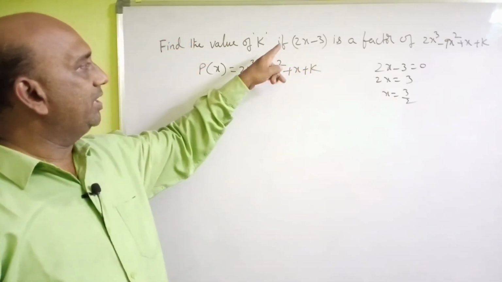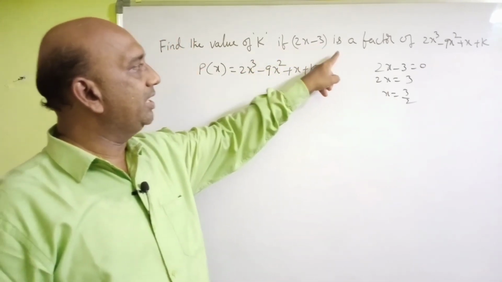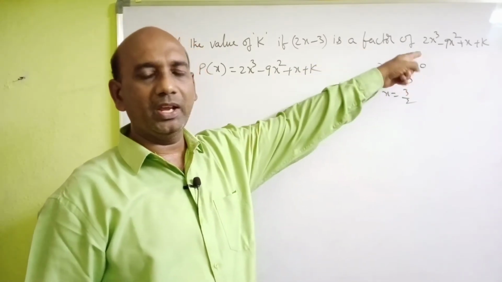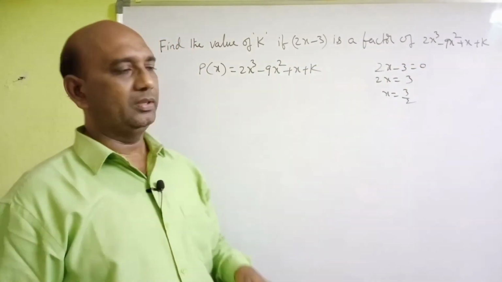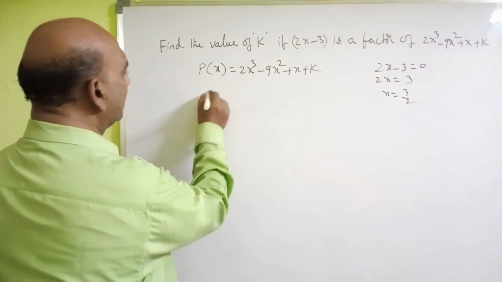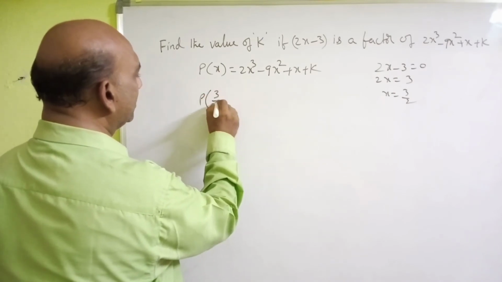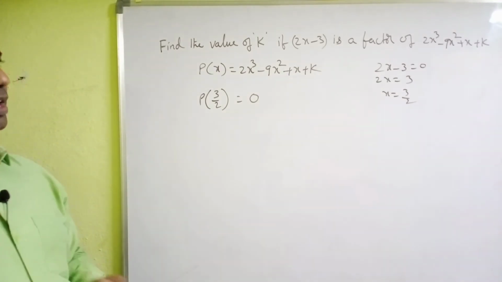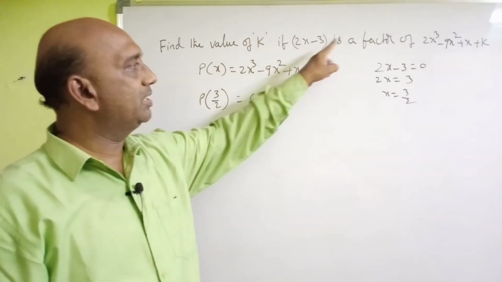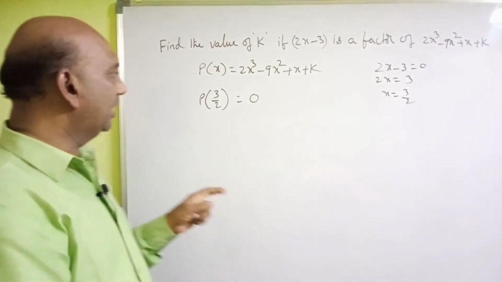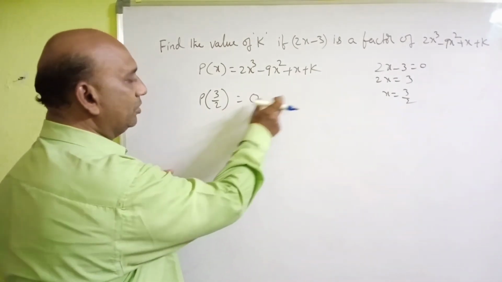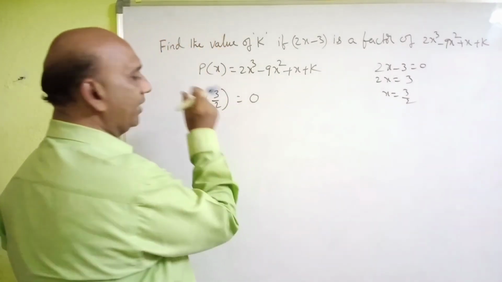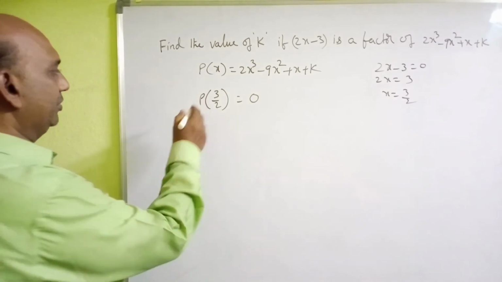What he has given here is that 2x minus 3 is a factor of this given polynomial. He is saying this is the factor. That's why by substituting 3 by 2 in place of x, we will take it equal to 0. Because he has already given that 2x minus 3 is a factor of the given polynomial. That's why we took it equal to 0 by substituting 3 by 2 in place of x. Let us continue the solution.